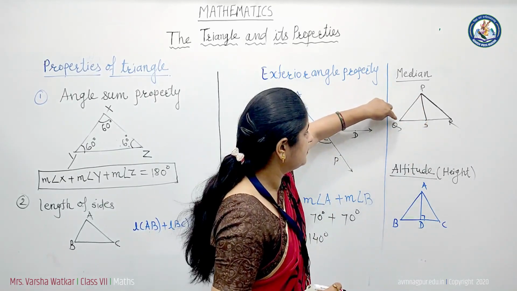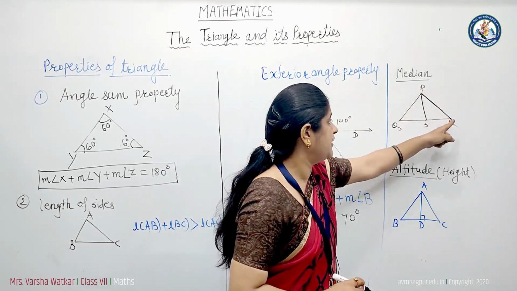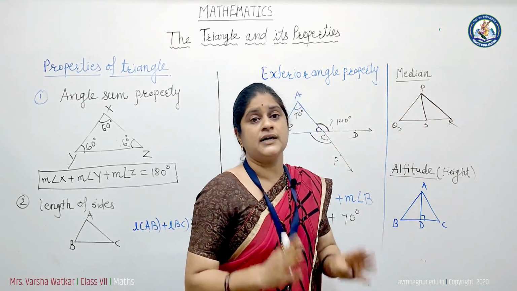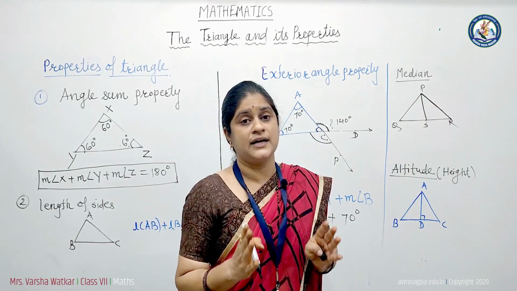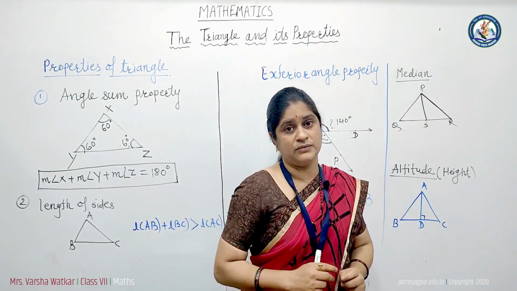If you draw a median from vertex Q on this side and a median from vertex R on the side PQ, there are a total of 3 medians. A triangle has a total of 3 medians, and the segment PS is one median of the triangle.